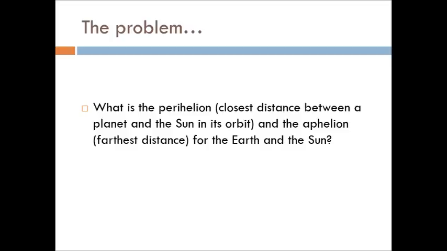My problem is how to find the perihelion, which is the closest distance between a planet and the Sun in the planet's orbit, and the aphelion, which is the farthest distance, for the Earth and the Sun. This would be easier if the planet's orbit was actually a circle, because then the distances would be the same. But a planet's orbit is actually an ellipse.